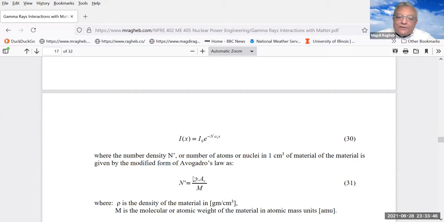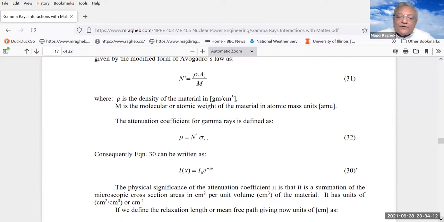How do we calculate that n prime? We use the modified form of Avogadro's law. So we call it here n prime. Instead of using the mass of the material, we use the density of the material. So that n prime is calculated for different material. That would be the density in grams per centimeter cube, multiplied into Avogadro's number, divided by the molecular weight of the material that we are using. When you combine that n prime number per centimeter cube with sigma total, the cross section in centimeter squared, you get units of 1/cm. So that's per centimeter cube, this is centimeter squared, it's 1/cm.